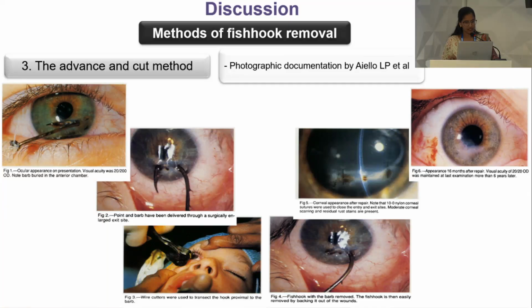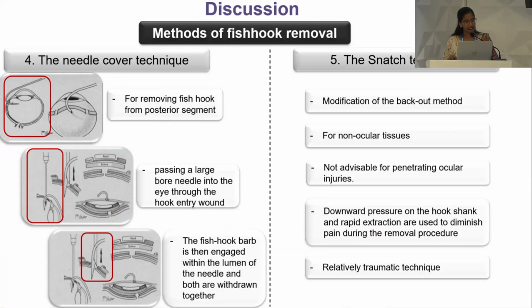This is the advanced cut out method. This is a photographic documentation from the AIOS et al. group. Here we cut the barb from the bend with sterile wire cutters, and then back out the remaining fish hook. The needle cover technique is used for fish hooks in the posterior segment: passing a large bore needle into the eye through the hook entry, engaging the barb into the lumen of the needle, and withdrawing both together. The other is the snatch technique.